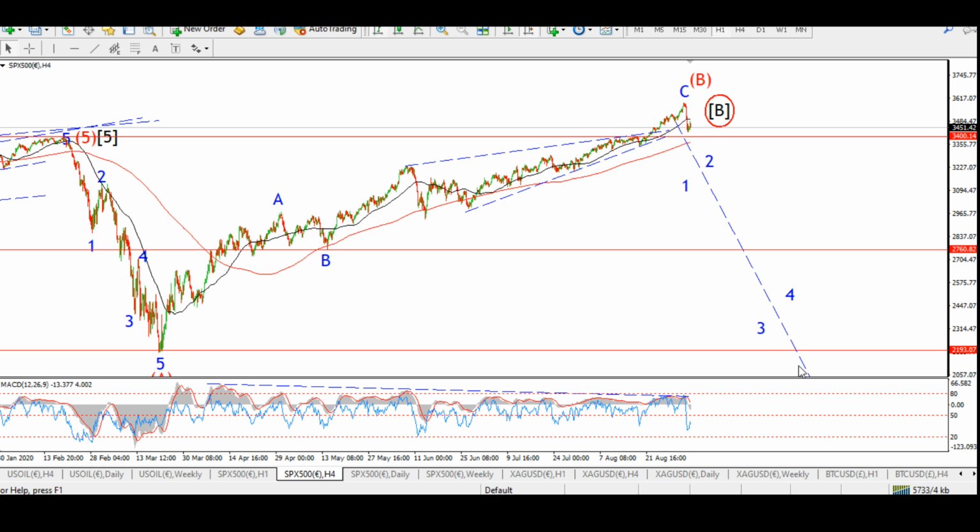If it's something larger, a larger degree impulse wave or impulsive pattern that we're going to see develop, well, then maybe this high here takes the 5th wave high. For the moment, I'm going to stick with this, expecting a C wave down. You can see all the way through this rally to a new all-time high, as I've been pointing out again and again and again. It's been on.